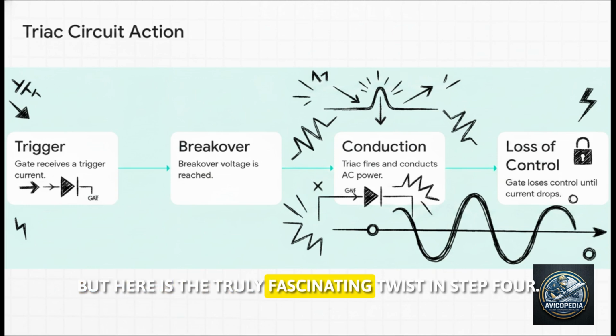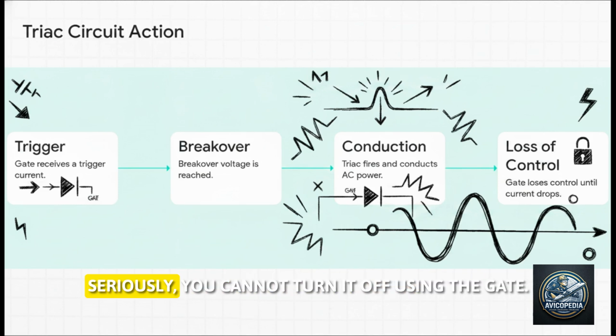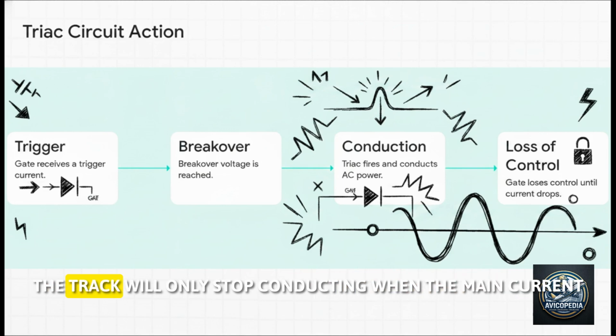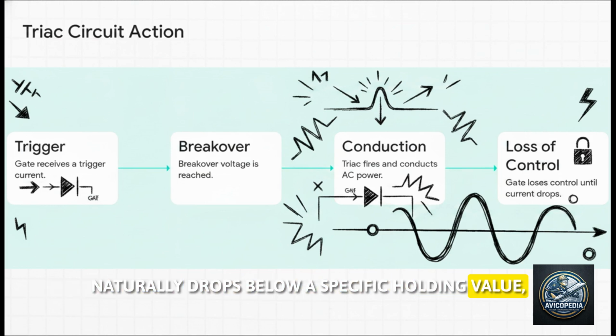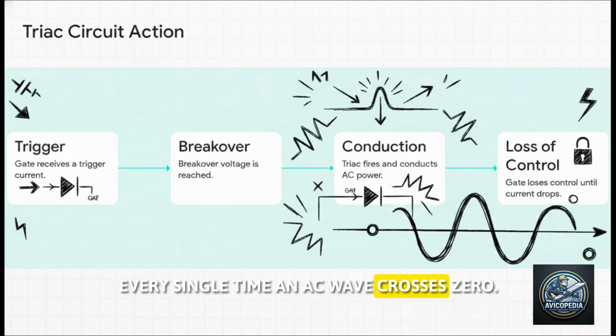But here is the truly fascinating twist in step 4. Once the TRIAC fires into conduction, the gate completely loses control. Seriously, you cannot turn it off using the gate. The TRIAC will only stop conducting when the main current naturally drops below a specific holding value, which, conveniently for us, happens every single time an AC wave crosses 0.